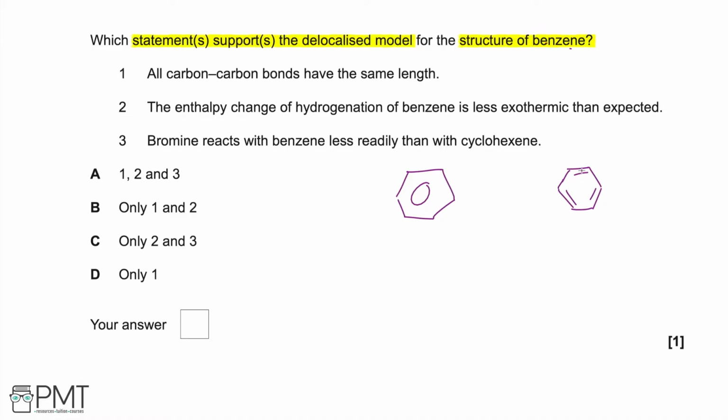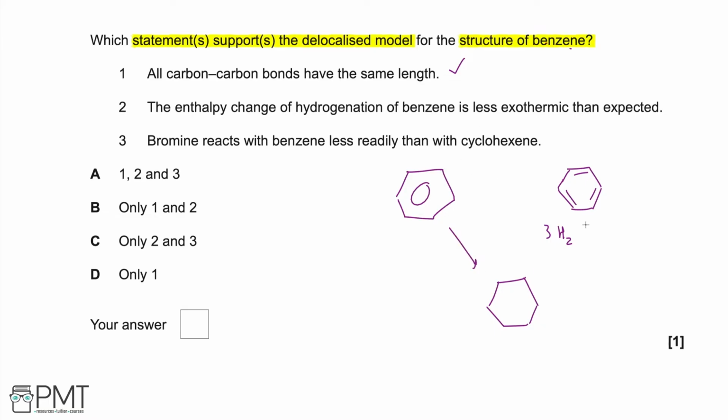In the Kekulé structure, you have alternating bonds between short for the double bonds and long for the single bonds. And in the delocalized model, we'd expect all 6 carbon-carbon bonds to be the same length because that delocalized cloud is contributed to and shared equally by the 6 carbons. Number 2 is that the enthalpy change of hydrogenation of benzene is less exothermic than expected. Well, this enthalpy change of hydrogenation is where we add 3 H2s to the double bonds in the 2 systems to turn them into cyclohexane.